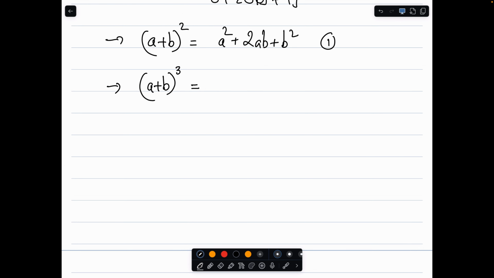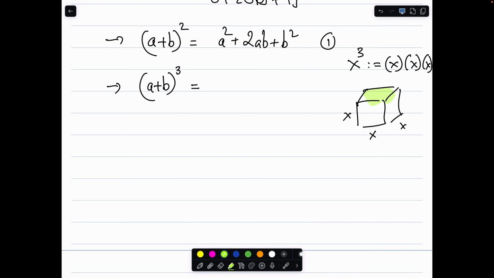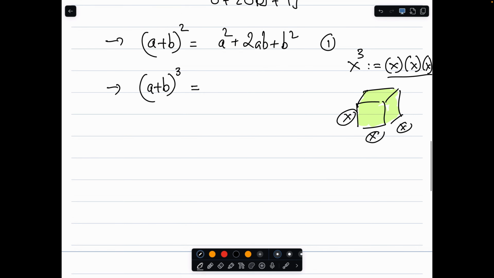Okay, you have to understand first that s power 3 is by definition s times s times s. This is coming from the volume of a cube. If the side length is s, then the space inside has a volume of s times s times s, but this is very long, right? We need a shortcut, and the shortcut is s power 3.